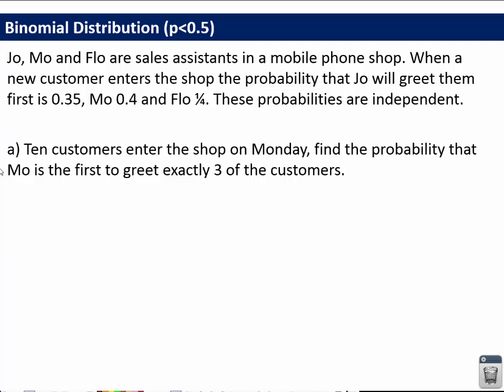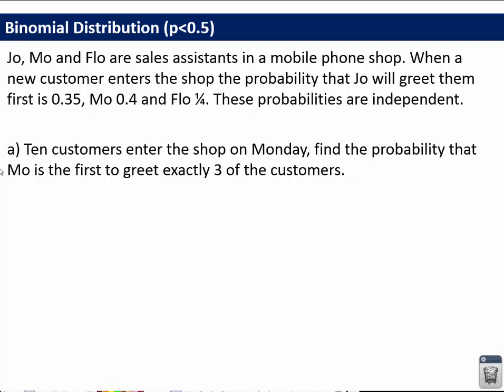Now, we have the probability for Mo, and we have a number 10. What does 10 represent? Well, I think that it'll represent n, but why, sir? N as in the number of trials? Yep. So 10 customers represent 10 different people coming into the store and being greeted first by either Mo, Flo, or Joe. So the probabilities we get for Joe, Mo, or Flo, 0.35, 0.4, and a quarter, are for each individual person that comes into the store.